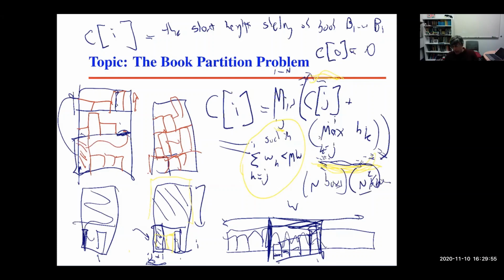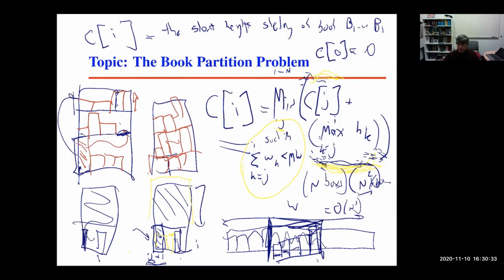But if I could find a faster way to compute the biggest book from I to J, the tallest book from I to J, and I could answer that query in constant time, then this would be n time per box. So done in the dumbest way, this would be order n cubed. But I believe I could come up with a data structure to do this computation faster.